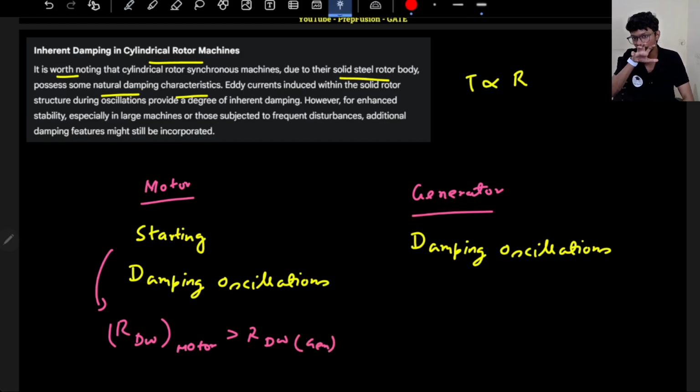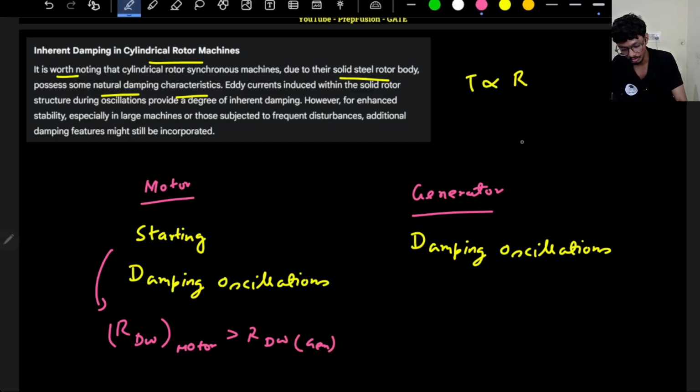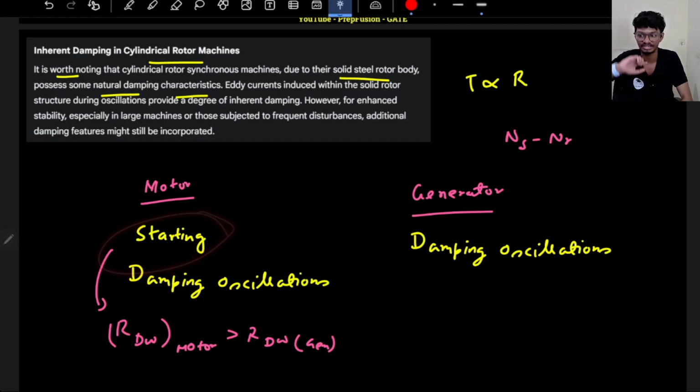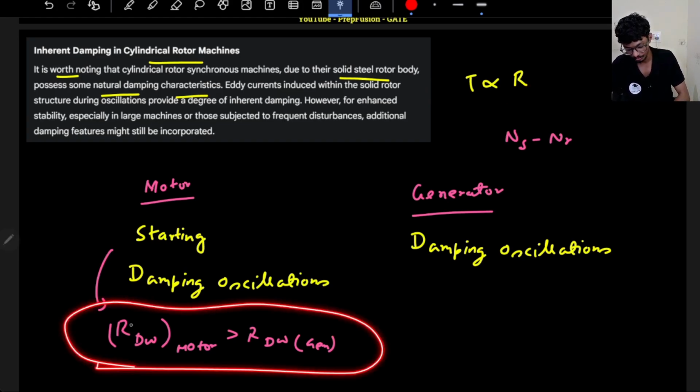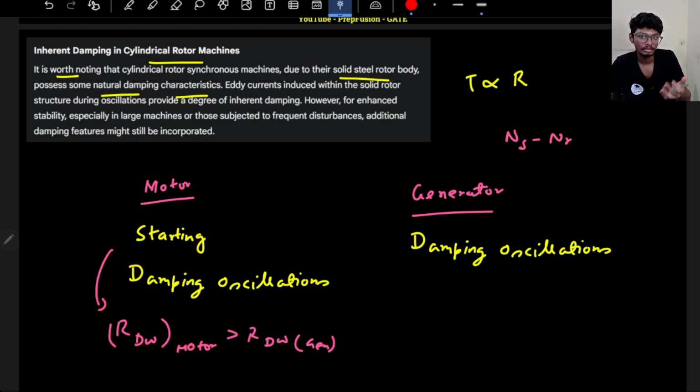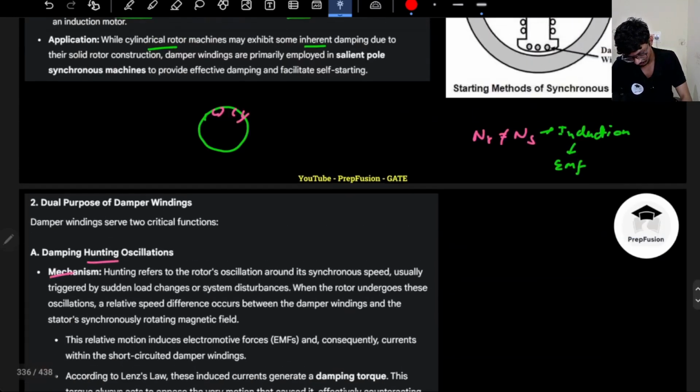So for damping out oscillations, I don't need that much higher amount of torque because the relative speed is somewhat lower. But the starting relative speed is very high, so it will induce high voltage. If it induces high voltage, it has to support that amount of current, right? So at start, I have to produce higher starting torque. That is possible if I give more damping resistance. Okay, I hope that is clear.